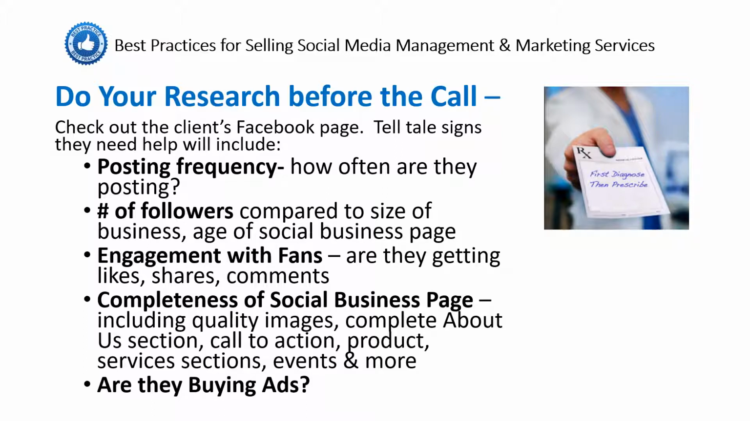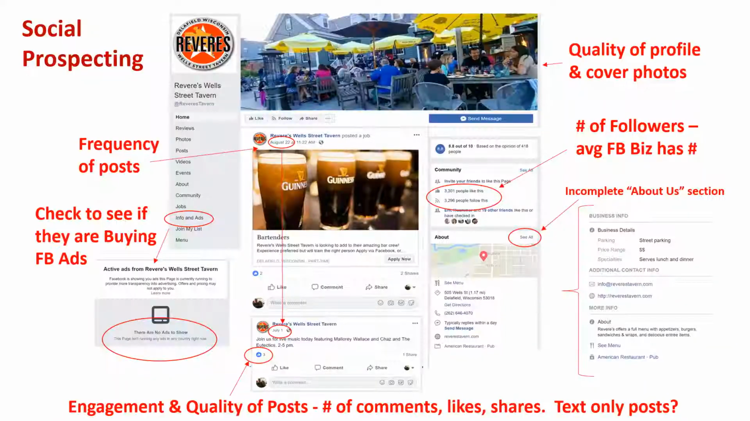What kind of engagement are they getting? If they are posting, are people liking, loving, sharing, commenting on their posts? We're also going to look at their business page. Have they fully completed their Facebook business page? And finally, are they buying ads? So when you're prospecting for social, here's a quick way to tell, in 30 seconds really, what they're doing with their social presence.